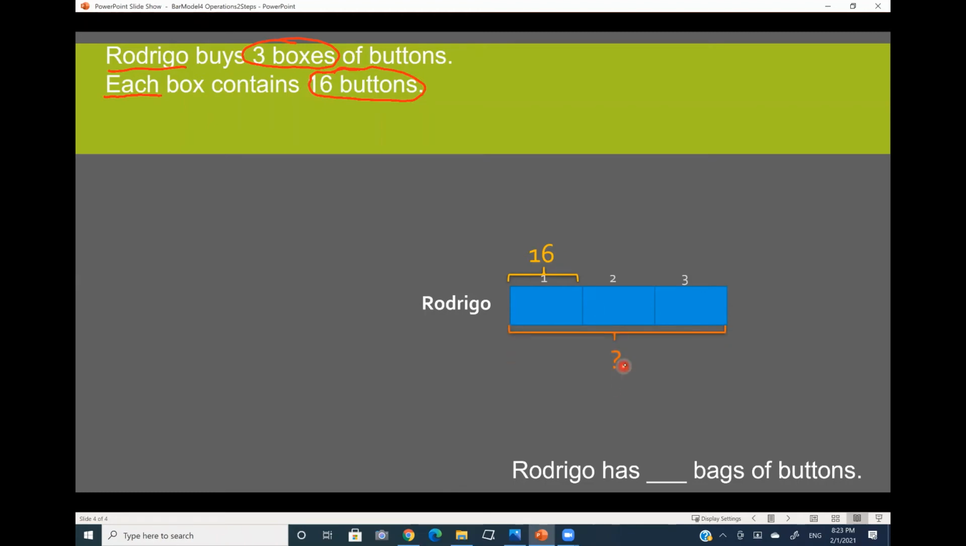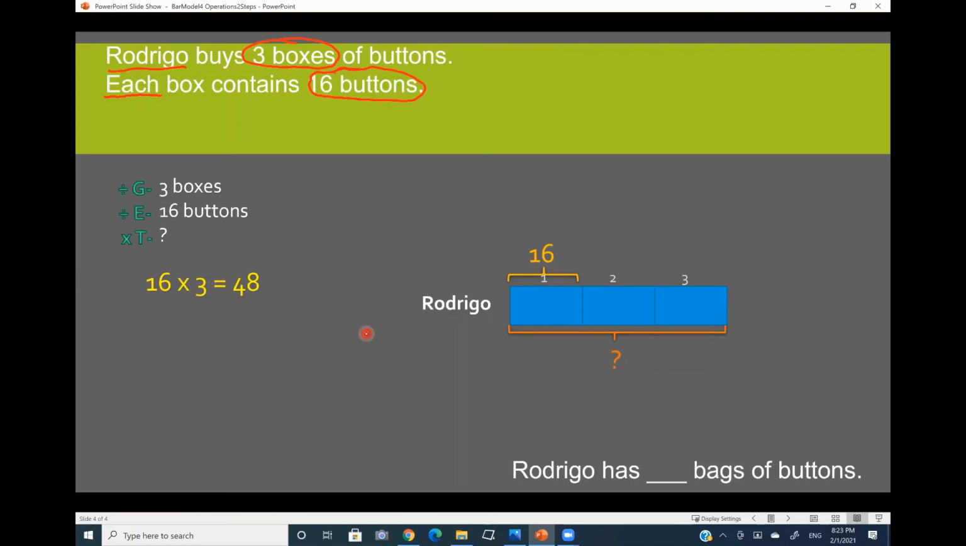At this moment, I don't know. So I'm going to use get. Why? Because I see the word each. So when I do get, I know that my groups are going to be 3 groups, that each one is going to have 16 buttons, and that I don't know my total. So now I know I have to do a multiplication. So when I do it, it's 16 times 3 is going to be 48.